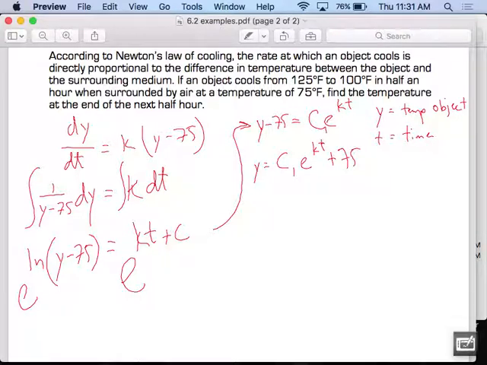Do you think we should put a sidebar in there saying C1 is equal to e to the c? It wouldn't hurt. Yeah, just for the AP. I wouldn't assume that the person grading it has a clue of what you're doing.